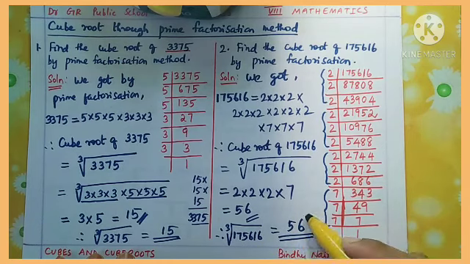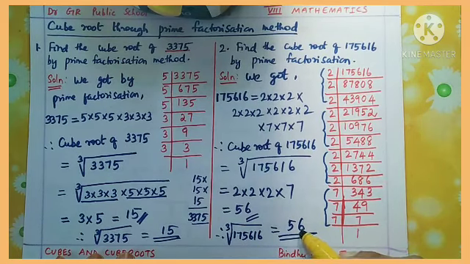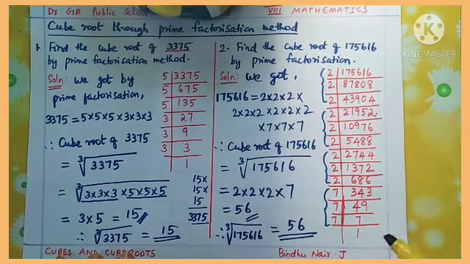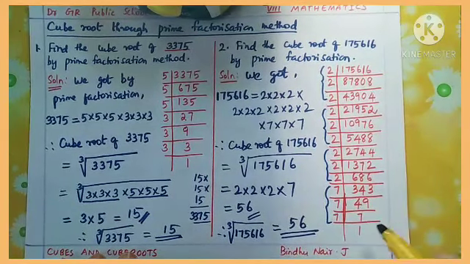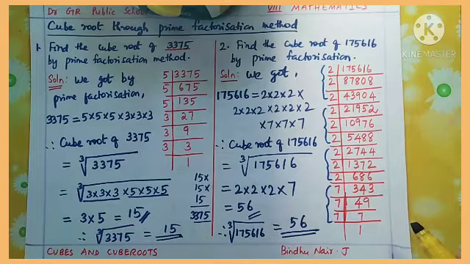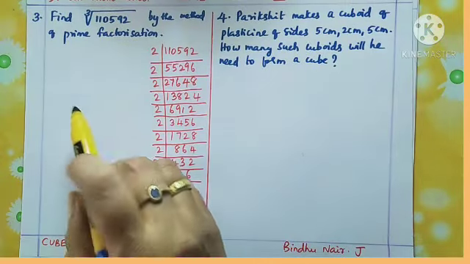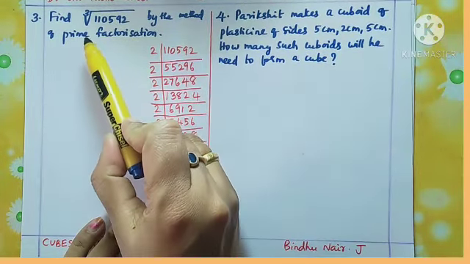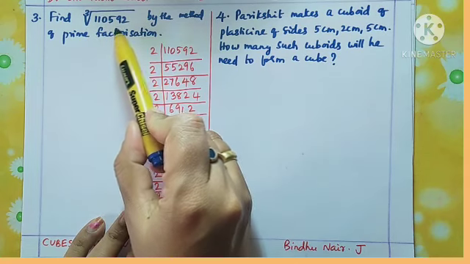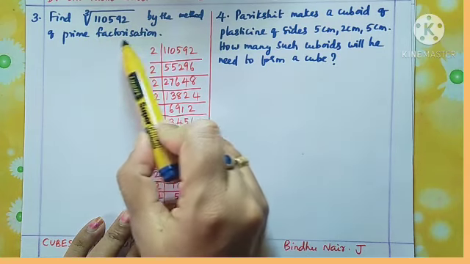And when you multiply 56 three times, you will get the cube as this answer. Okay, so hope all of you understood the problem. Now see this third question. Find the cube root of 110592 by the method of prime factorization.